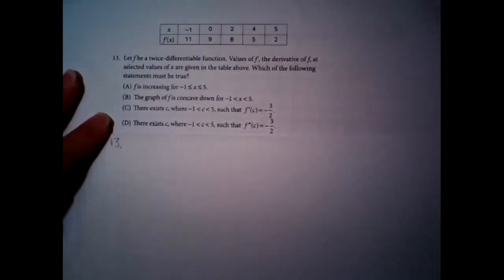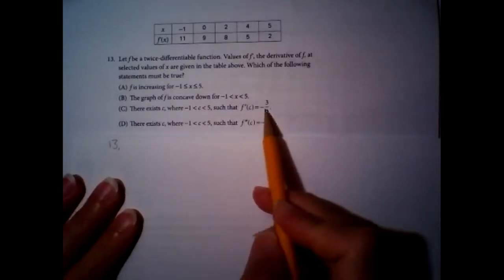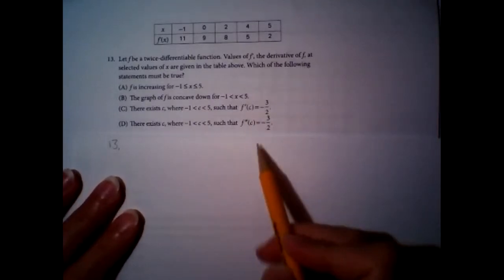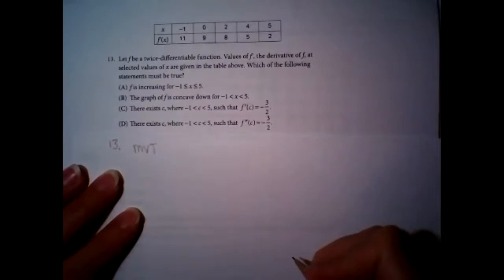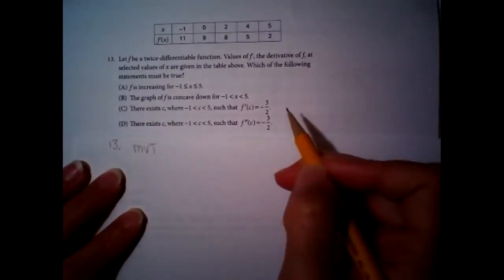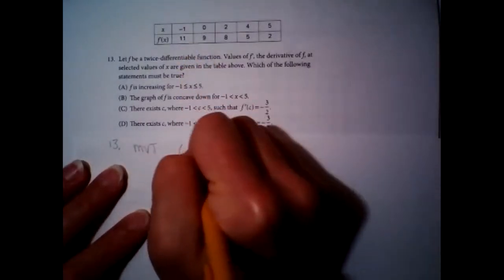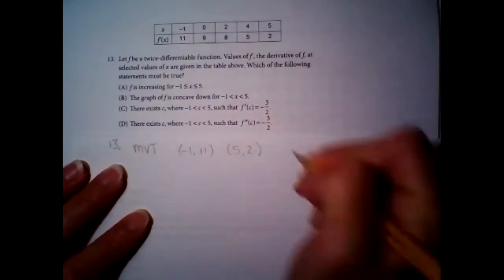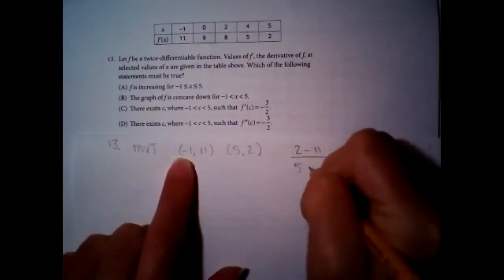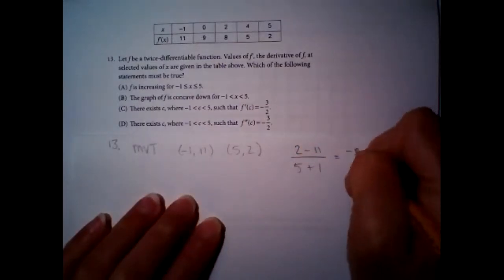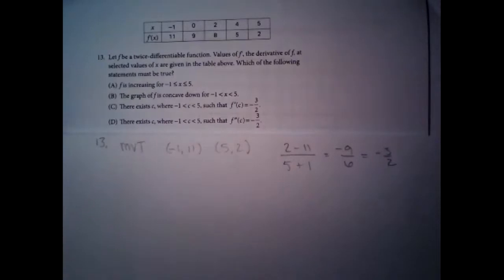All right, and then these last two say there exists a c from -1 to 5 such that, now this one says derivative equals -3/2, and this one says second derivative equals -3/2. This is your mean value theorem. It's saying your slope equals your derivative. If you take these 2 points, -1, 11 and 5, 2, and slope them, you're going to have 2 minus 11 over 5 minus -1. That'd be +1. So -9 over 6, which would be -3/2. That's where they're getting that -3/2 if you do the slope.